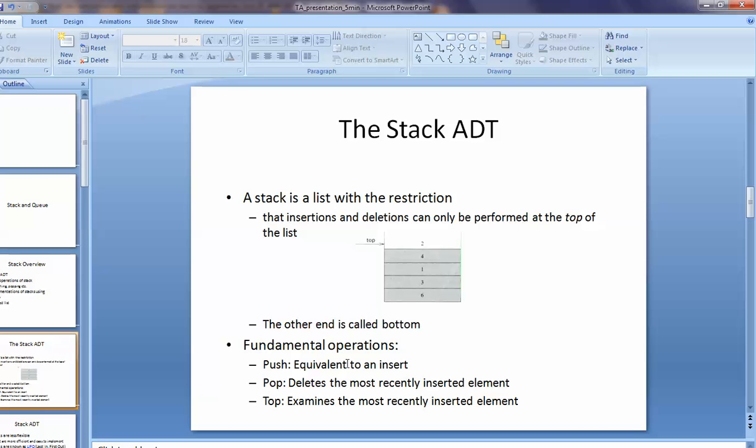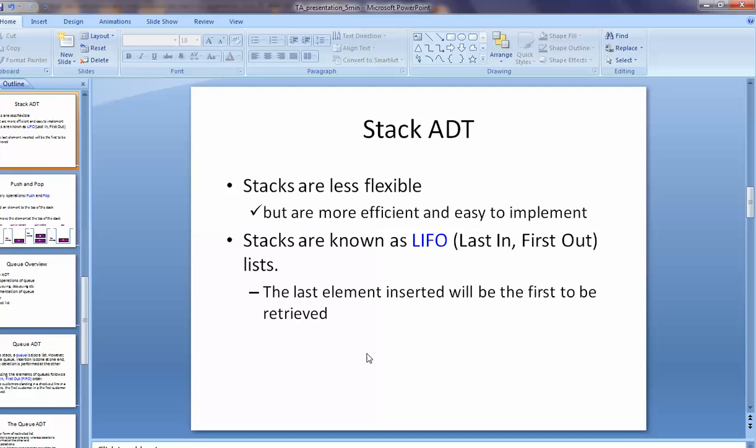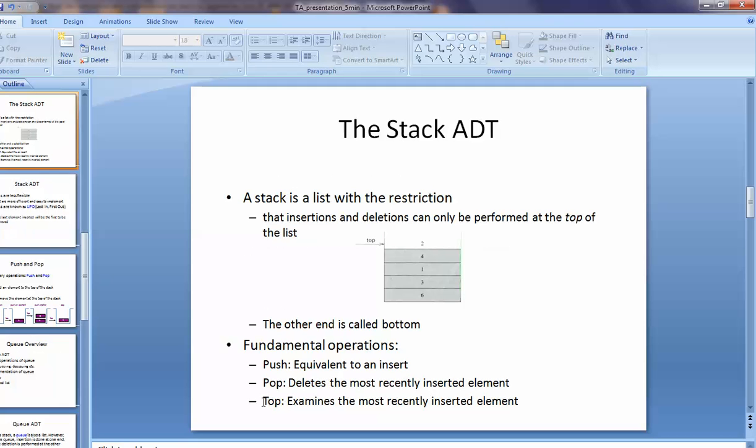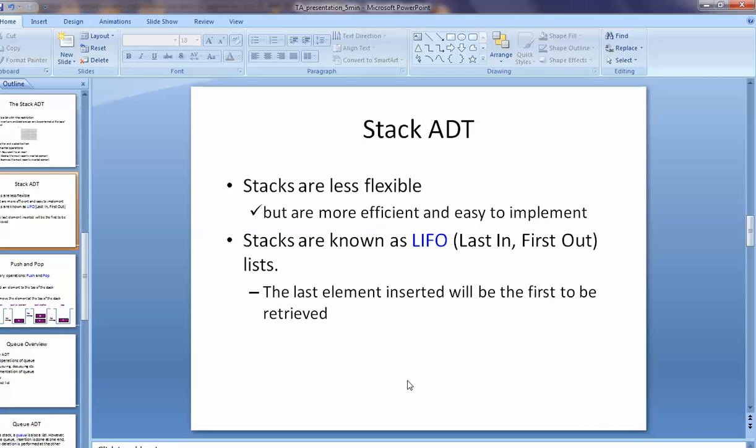Right? So as I mentioned above, another operation which a stack allows is top, which examines the most recently inserted element, that is, the element which is at the top of the stack. It gives the information about that element. Fine. So stacks are known as LIFO, that is, last in first out data structures.